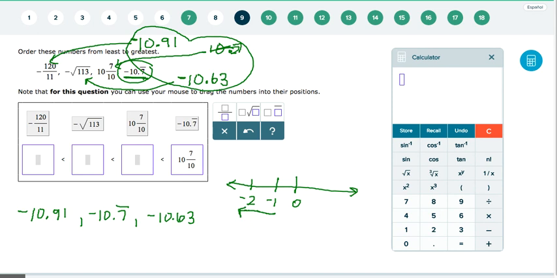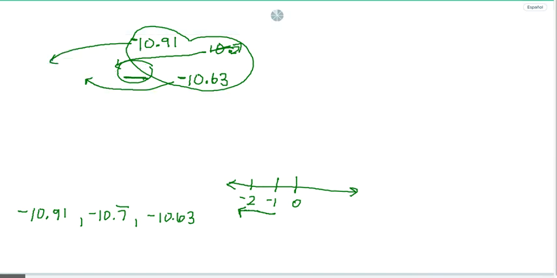So negative 10.63 would be next, and that is negative square root of 113. Negative 10.7 repeating would be next. And then negative 120 over 11 would be the smallest. Be very careful with these negatives. You're going to have negatives on here. I believe 10 is the same.